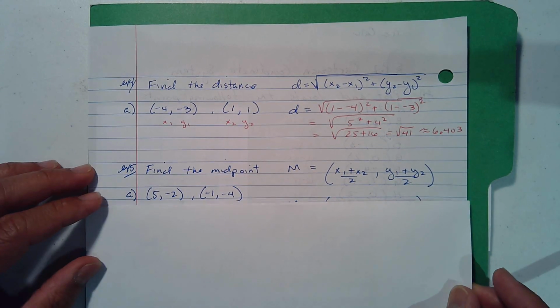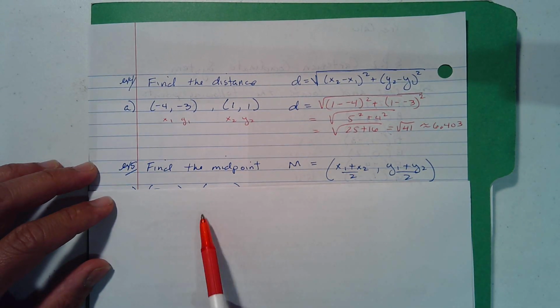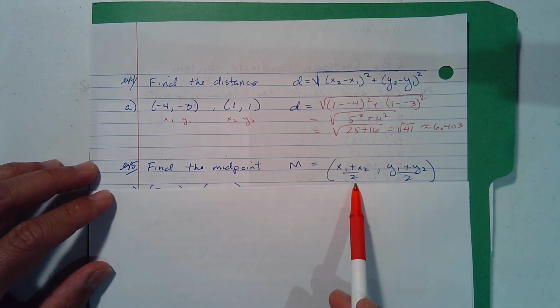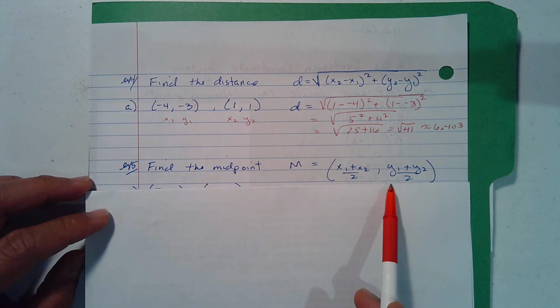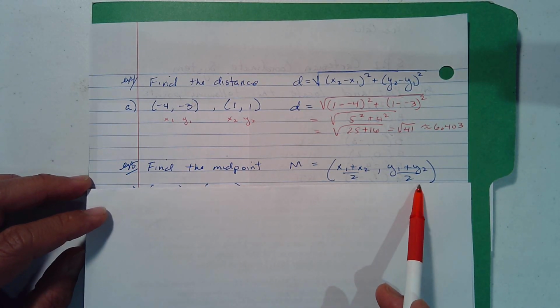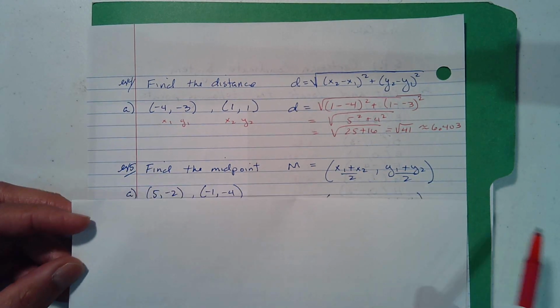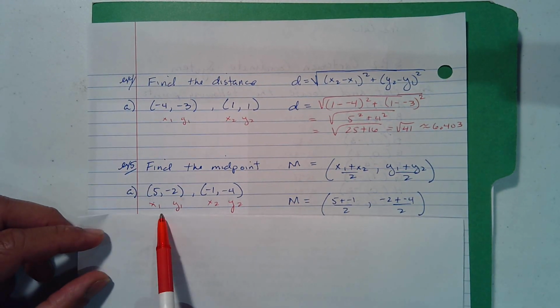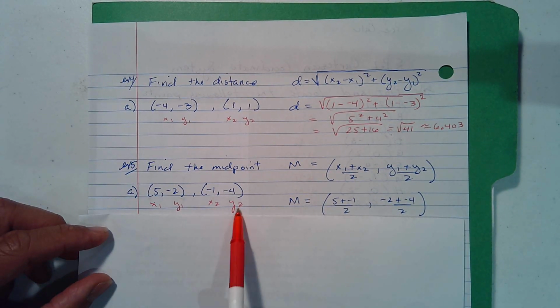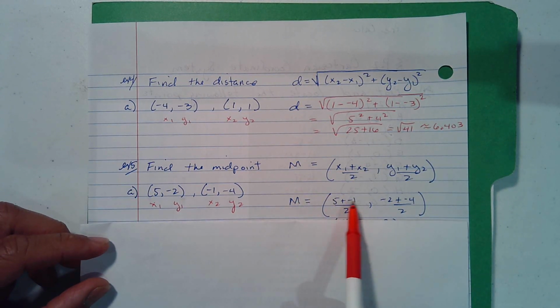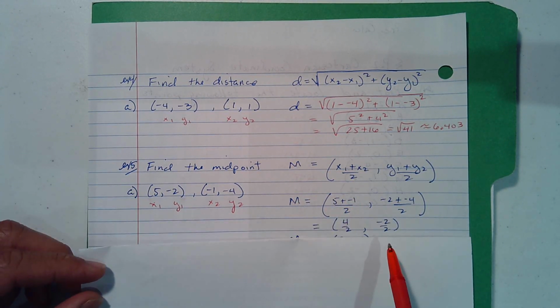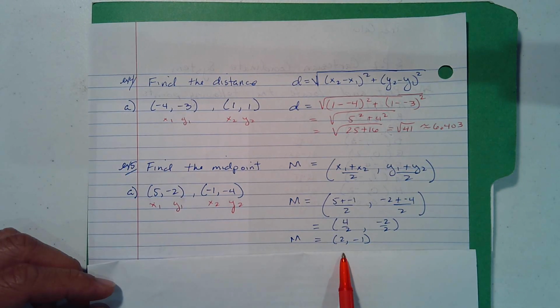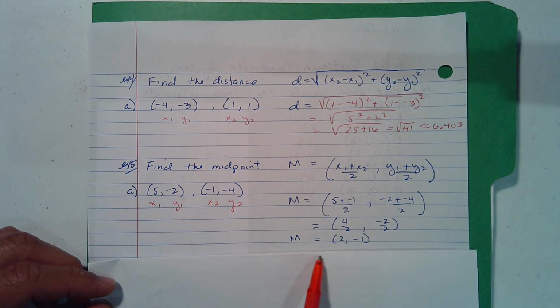Alright, example 5, it says find the midpoint. The midpoint formula is (x1 plus x2) divided by 2, comma, (y1 plus y2) divided by 2. So we label x1, y1, x2, y2. We substitute all the information into the formula. And we end up with the midpoint between these 2 points is (2, -1).